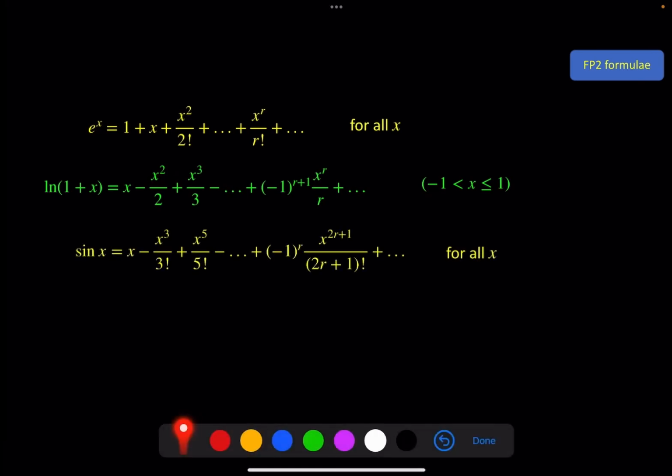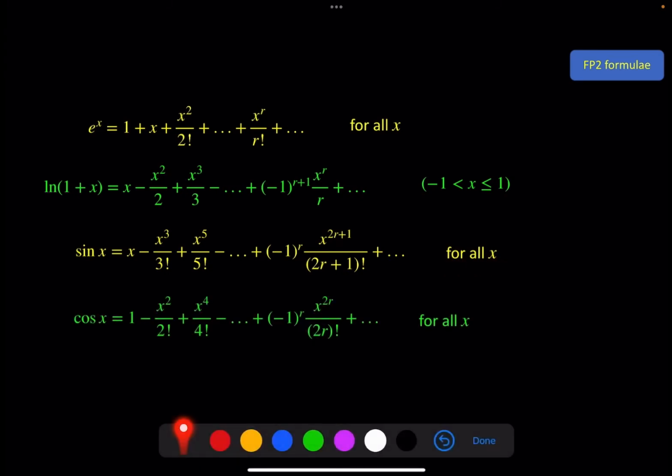Sine of x, we had a few of these. We had these first 4 actually. We had the first 4, and then we used the first 2. And here you can see the general term. Again, we've got x to the odd number divided by an odd number factorial, and a minus 1 term to make sure that this keeps going alternate. And this is true for all x.